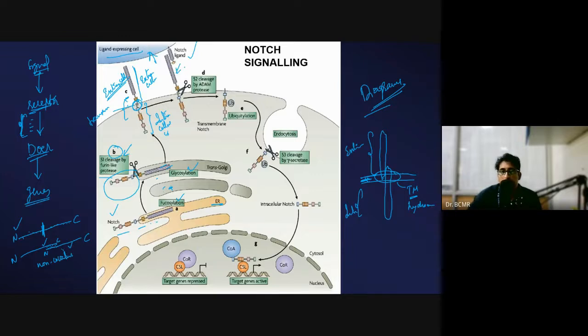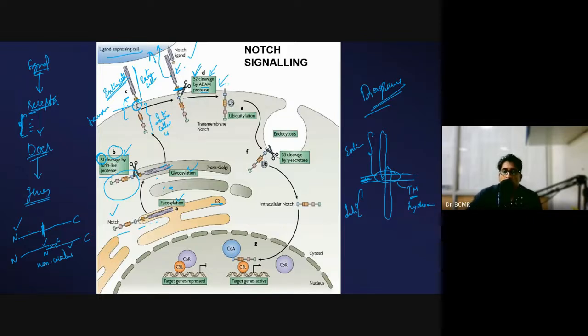If that binding happens, there will be conformational changes, because of which another protease acts, called S2 cleavage. I forgot to mention, the first cleavage by furin-like protease is called S1 cleavage. And upon notch binding to its ligand, there is the second, S2 cleavage by ADAM protease. ADAM protease will cleave on the extracellular side, somewhere here. The extracellular side is usually taken up by the other cell, and there is some other processing, which we are not concerned about at this time.